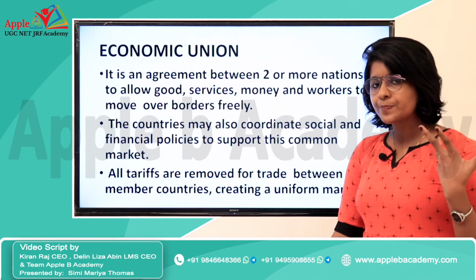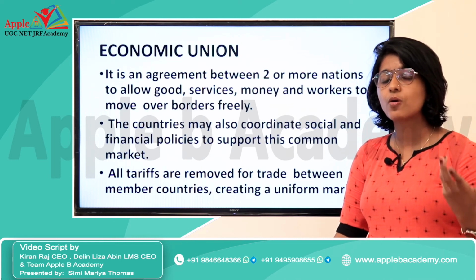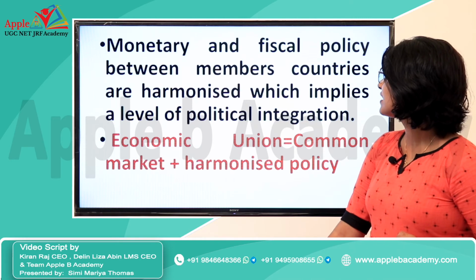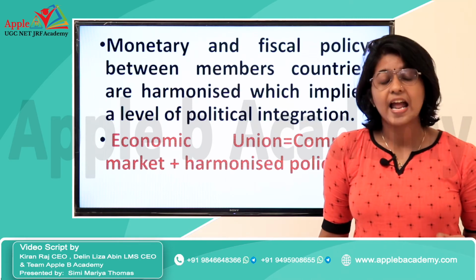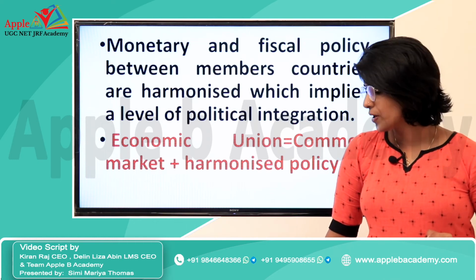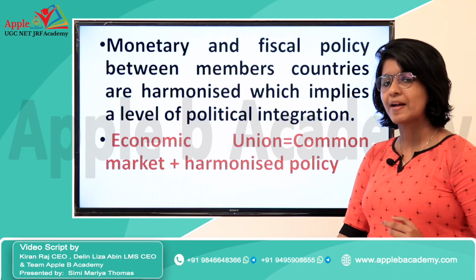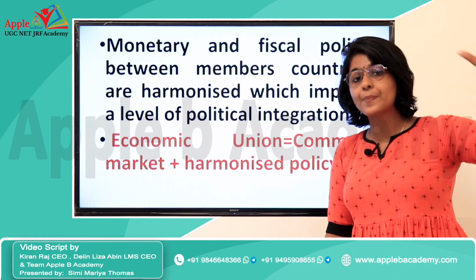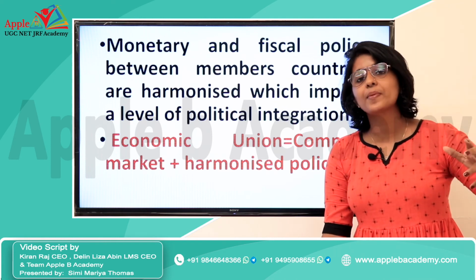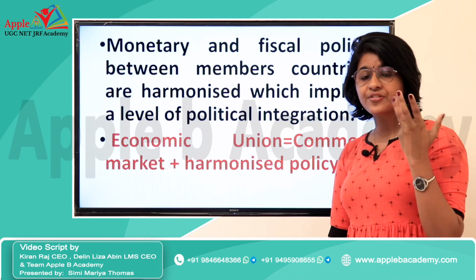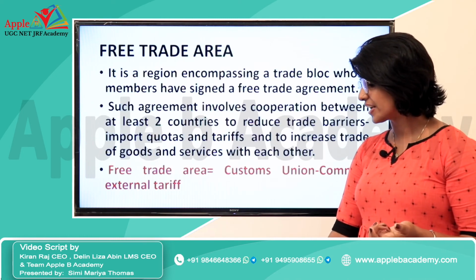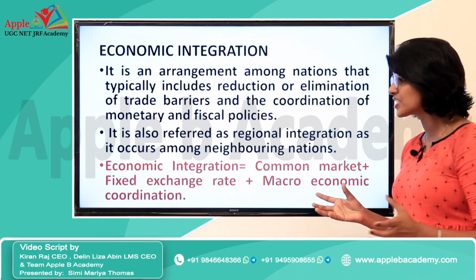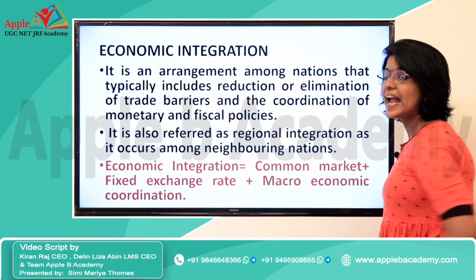And in an economic union, all kinds of coordination exist in fiscal and monetary aspects. The monetary and fiscal policy between member countries are harmonized, which implies a level of political integration, and therefore economic union is the common market along with harmonized policy, plus macroeconomic coordination. And this with a fixed exchange rate will give you economic integration, which is the overall aspect. So economic integration is the common market plus fixed exchange rate plus macroeconomic coordination. This macroeconomic coordination, a harmonized policy, plus the fixed exchange rate will give you economic integration.